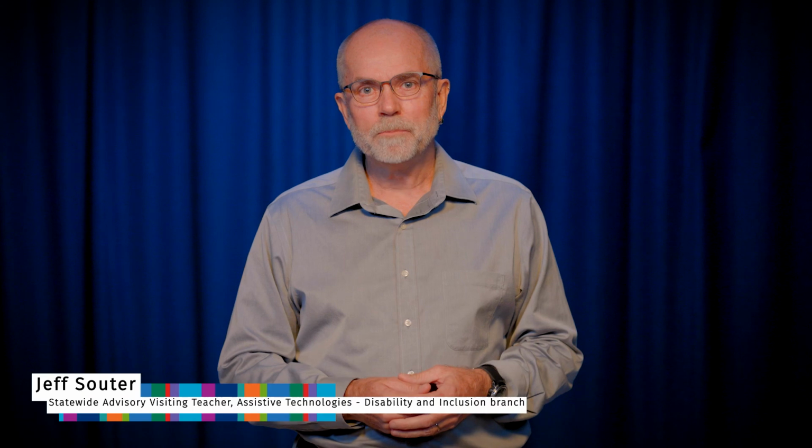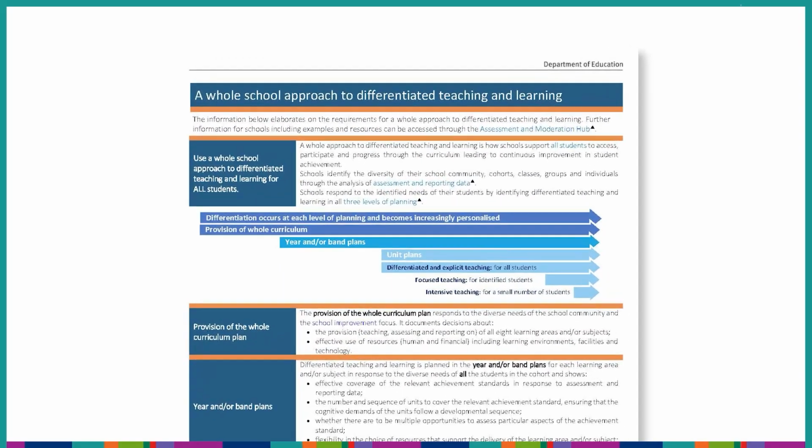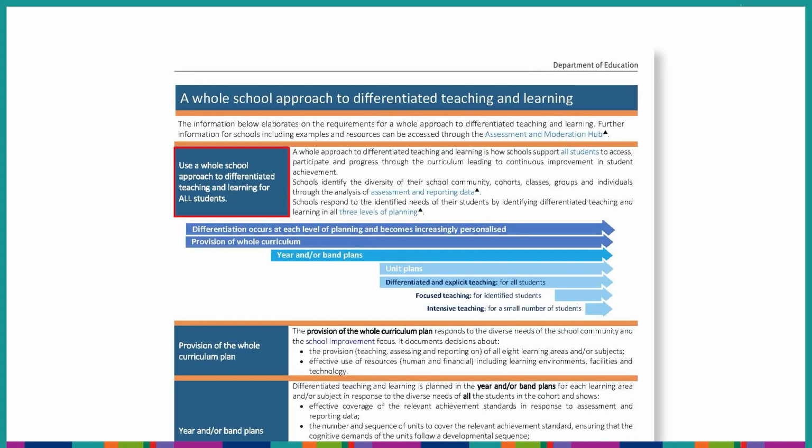The Australian curriculum is a curriculum for all students. It is an inclusive curriculum defined by its capacity to recognise and respond to the diversity of learners. So how can we support all students to access and demonstrate their learning against the achievement standards? The whole school approach to differentiated teaching and learning supports teachers to ensure success for all students.